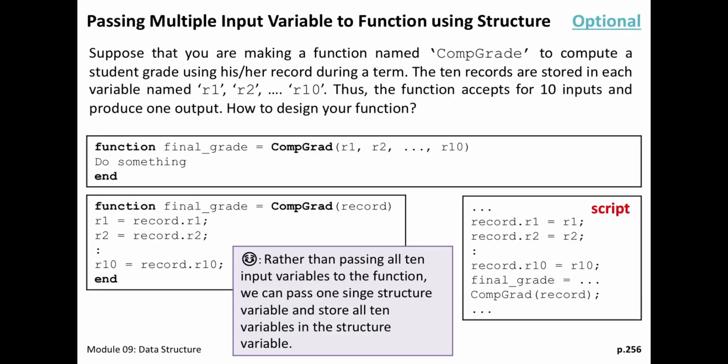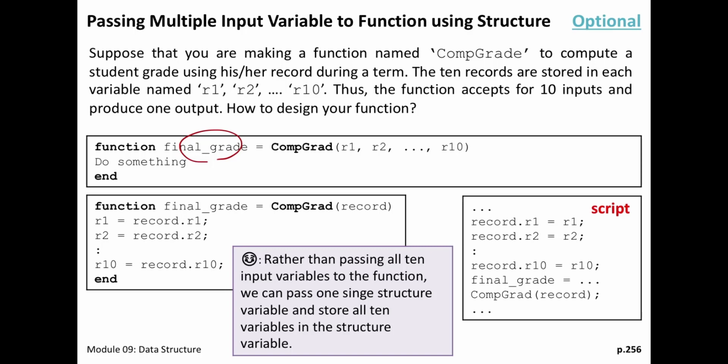Okay. Before I close this lecture, I will show another usage of the structure variable. As mentioned earlier, a structure variable is used to group or bind many variables as a single structure variable. Here's a situation where a structure variable is useful. Suppose that you're making a function named compute grade to compute the student's grade using his or her records during the term. 10 records are stored in variables named R1, R2 to R10. Thus, the function accepts 10 input arguments and produces one output. Okay? How to design your function?